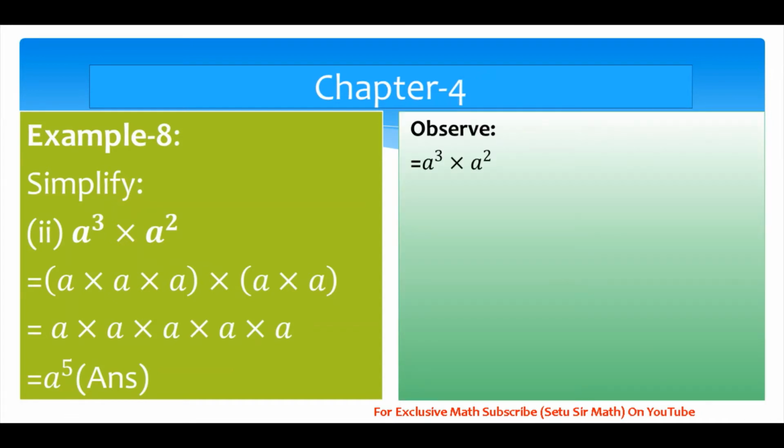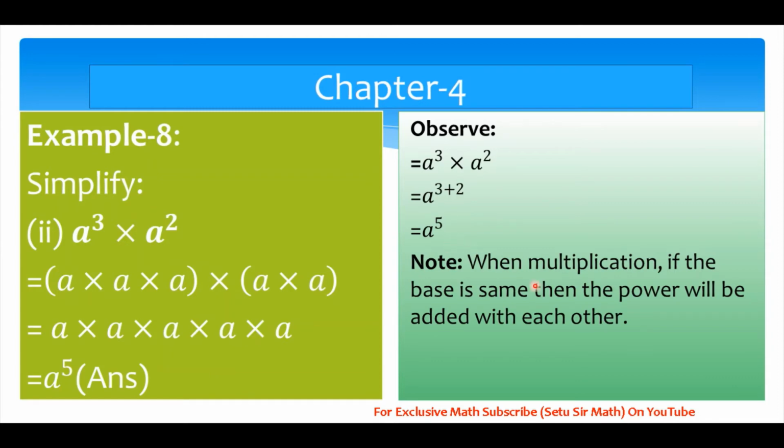Observe, A cube multiplied by A square, and if we add the powers of these two, 3 plus 2, we can find A to the power 5 very easily. That means, note, when multiplying, if the base is the same, then the powers will be added to each other. That means you can do it in this way or in this way also. Here the base is the same, the base is A, and we added the powers.